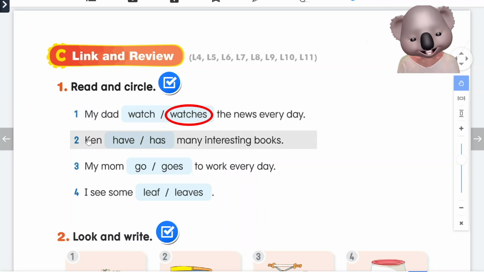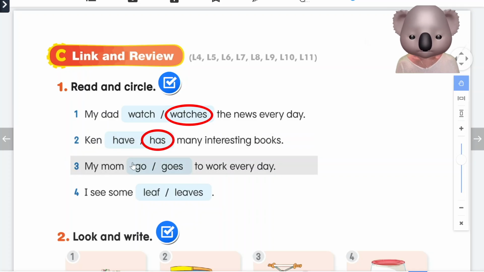Number 2, Ken, he, have or has many interesting books. Remember, have is irregular. Third person, she, he, it으로 사용하고 싶으면 has로 바꿔야 돼요. Number 3, my mom go or goes to work every day. My mom는 she잖아요. 그럼 go가 아니라 goes to work every day.